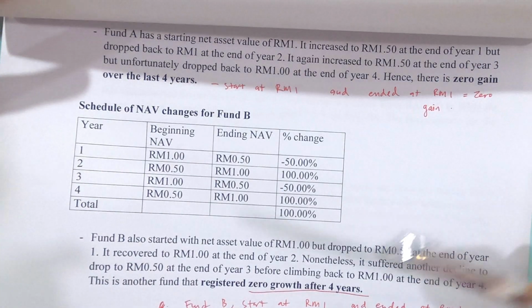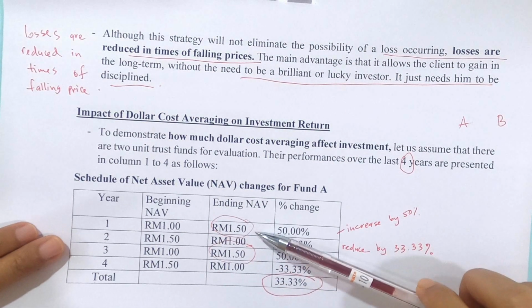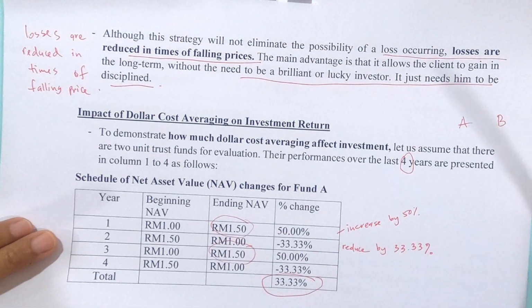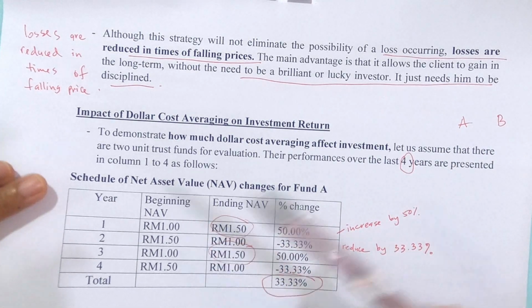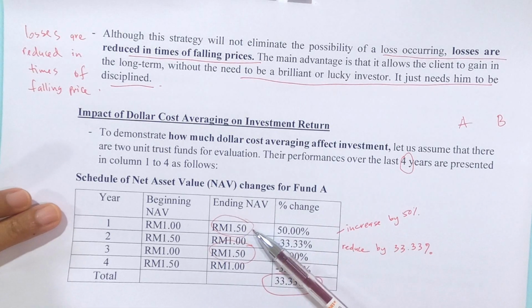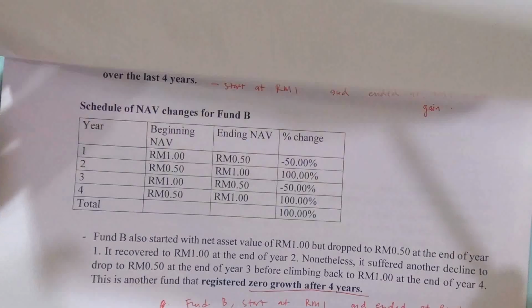So we can see that it is a good performance for Fund A, because at a certain point of time it reached a higher value than the original value of 1 ringgit. We can see here that in the first year and the third year, it increases to 1.50.